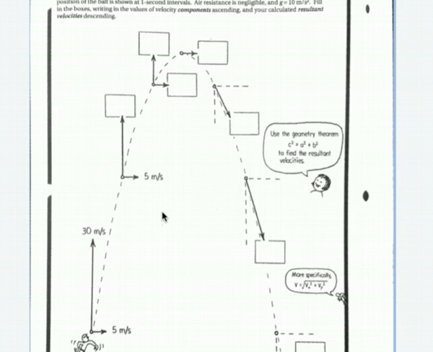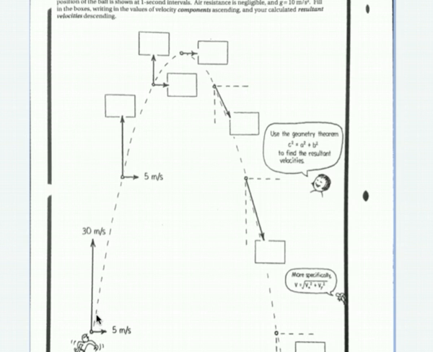We have a projectile being thrown here upwards at 30 meters per second with an initial horizontal velocity of 5 meters per second. So we're asked, these are 1 second intervals, after 1 second, what is the vertical velocity? And then we're asked about the horizontal velocity.